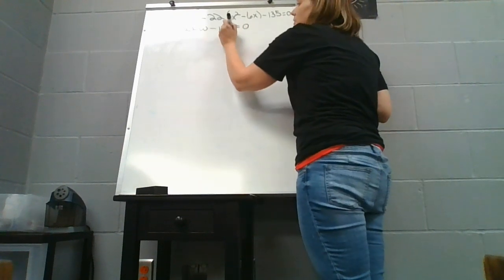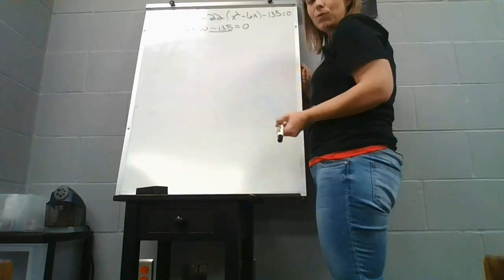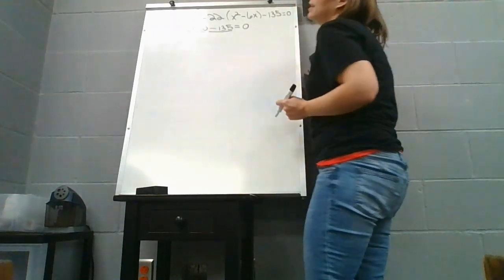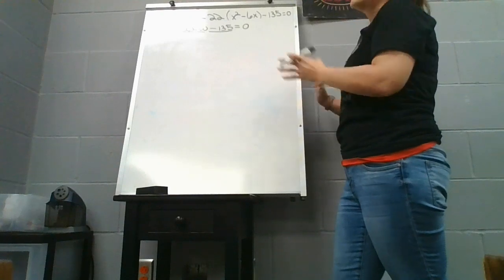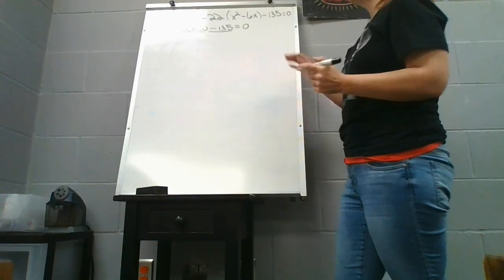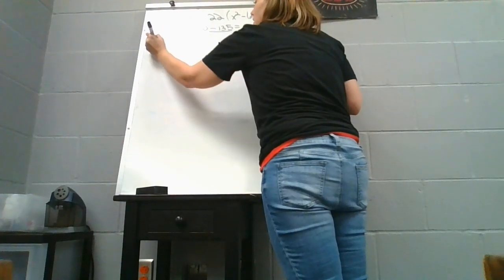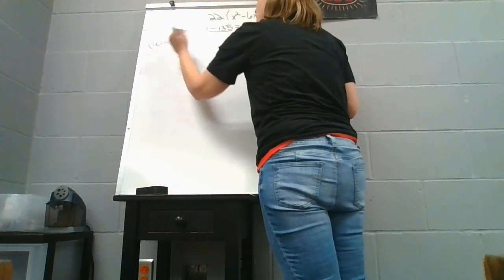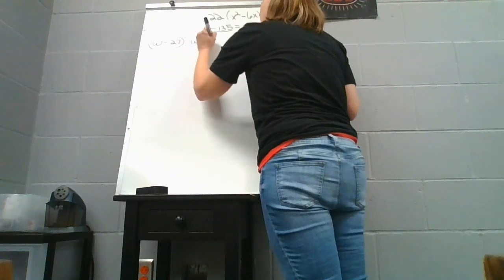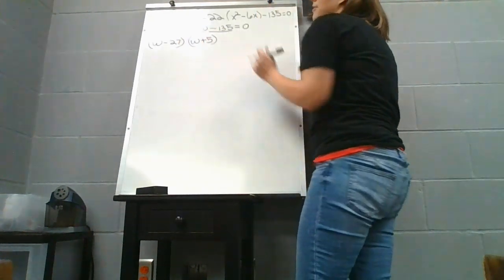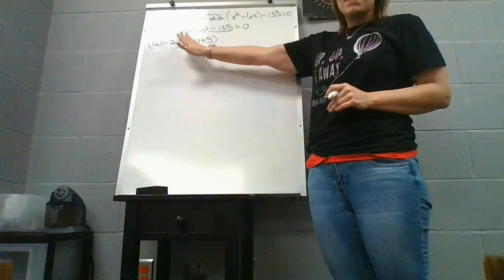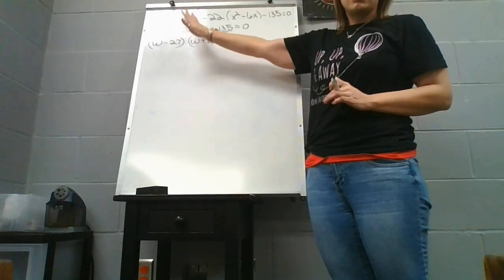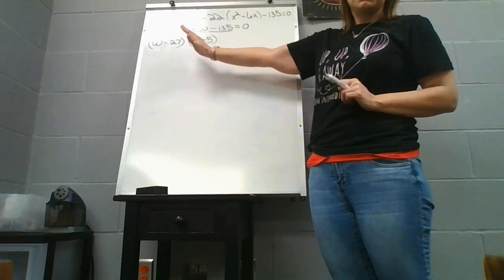I need to find two numbers that when multiplied equal negative 135, and when added equal negative 22. Now, since I've already worked this out, I'm not going to use a calculator, but I know that W - 27 and W + 5 factor the left side of my equation. So now we're going to solve each equation for W.